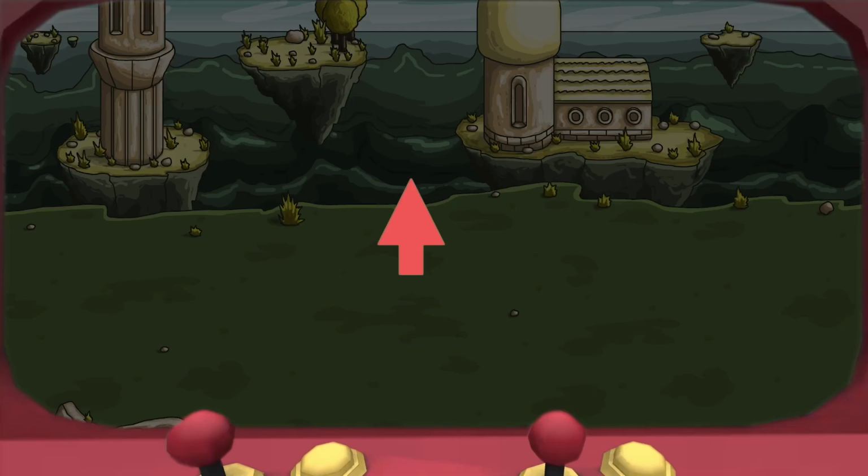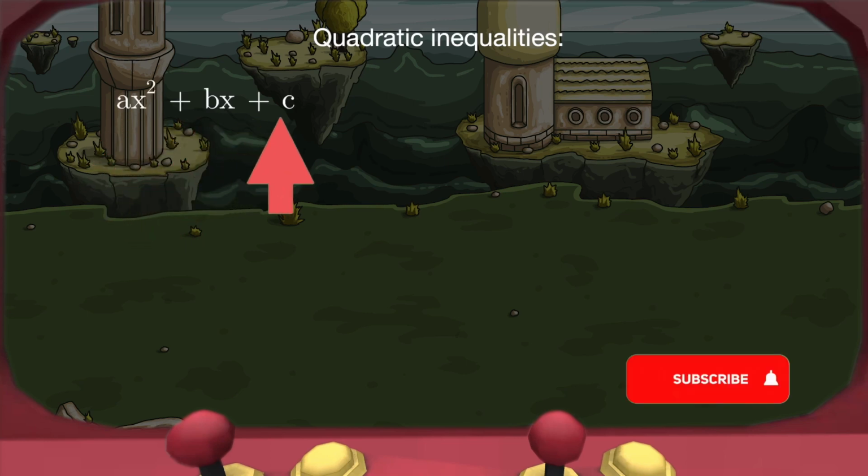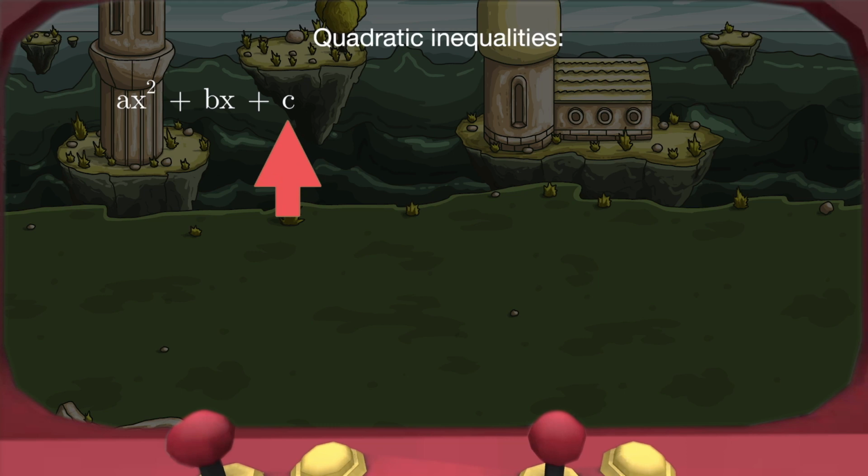In today's lesson, we are looking at quadratic inequalities. Before we look at examples, I just want to remind you of a couple of things. This is a quadratic expression, and a quadratic expression is always in the form of ax squared plus bx plus c. For quadratic inequalities, we always want to make sure that the coefficient in front of the x squared is a positive value.